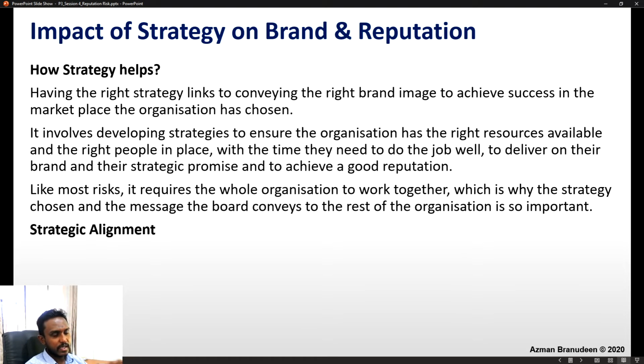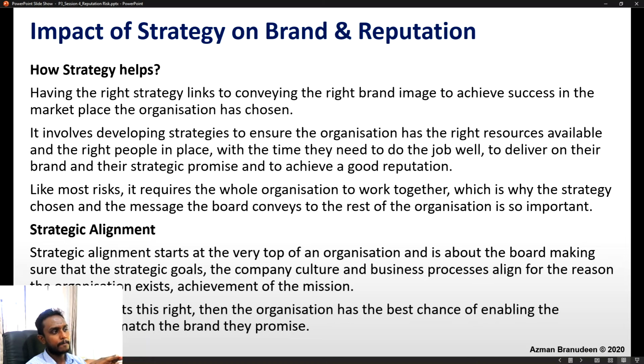That brings me to strategic alignment, where alignments should start at the very top of the company, and it's about the board making sure that the strategic goals, the company culture, and the processes align for the reason the organization exists, and which is basically achieving the mission and the vision and the objectives. Now, if the board gets this right, then the organization has the best chance of enabling the reputation to match the brand they promise. True, if they get it right.